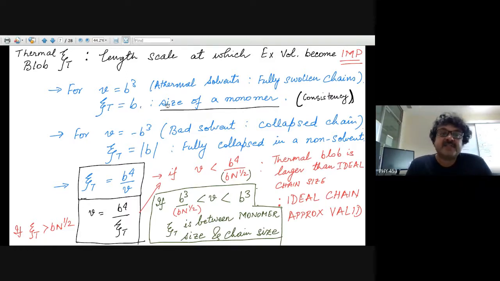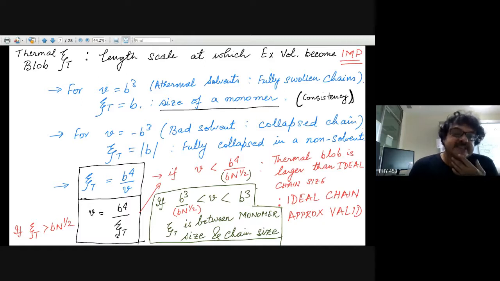Now, what happens? So here the thermal blob is the size of a monomer. But if v decreases slowly, then you will see that zeta t increases. v decreases from this value, then zeta t increases. Then over a certain length scale, you do get to see ideal chain characteristics, even though you have excluded volume interaction and a finite positive value of v. I've just written zeta t equal to b to the power 4 by v, and so v is b to the power 4 by zeta t, so I've just rewritten it.